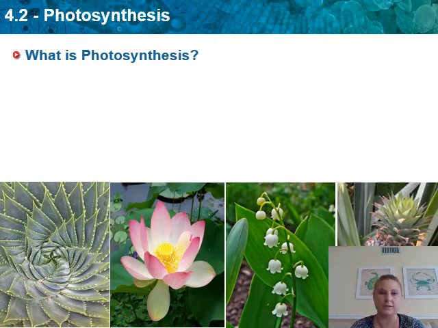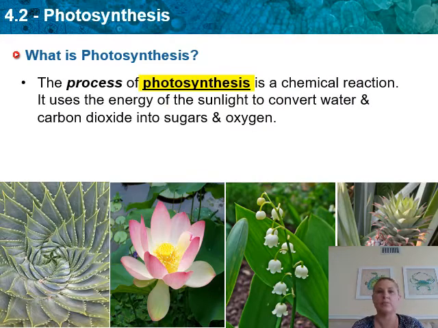So what exactly is photosynthesis? You've studied photosynthesis before, and you think about it, what does a plant need to grow? Well, things like sunlight and water and a bunch of other things. But when we talk specifically about photosynthesis, the process of photosynthesis is a chemical reaction. And because it's a chemical reaction, you need some source of energy. So it uses the energy of the sunlight to convert water and carbon dioxide into sugar and oxygen.